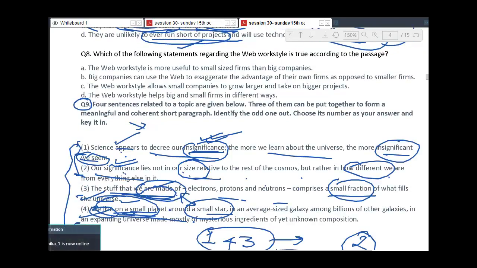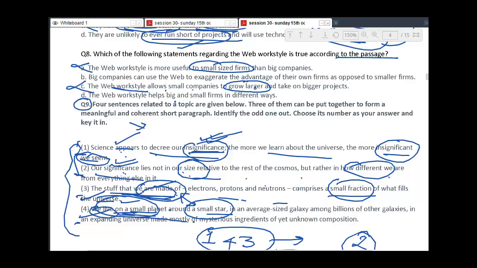Which of the following statements regarding the web work style is true according to the passage? Now you tell me, you can mark the answer. Everyone can use it. It is not more useful to X and not to Y. So A goes out. It says companies don't want to hire. See, when you say the web work style allows small companies to grow larger, in fact, the small companies will focus on their core competency, why they should become larger. So C also goes out.